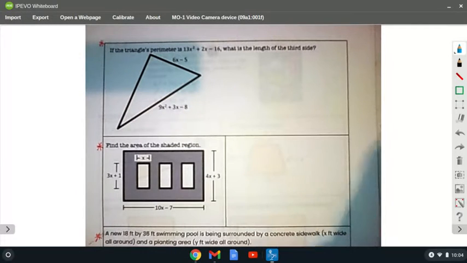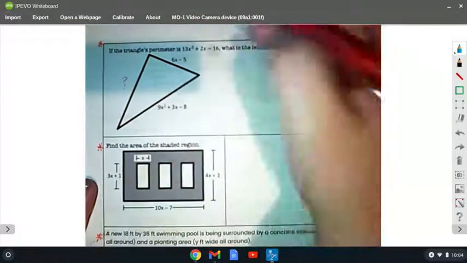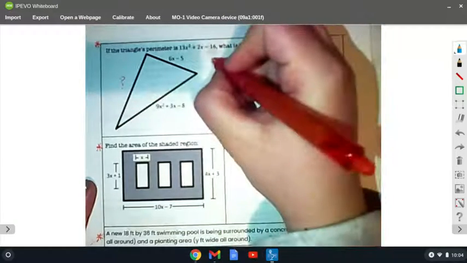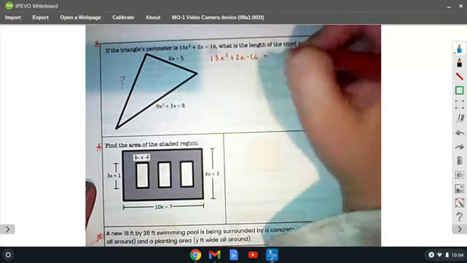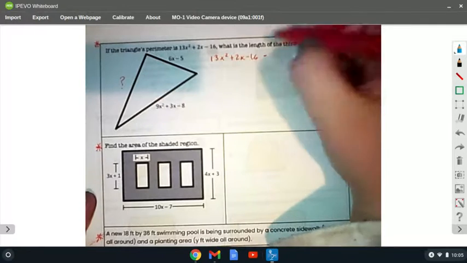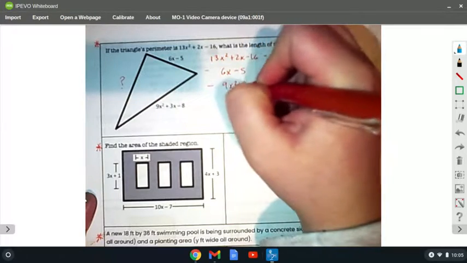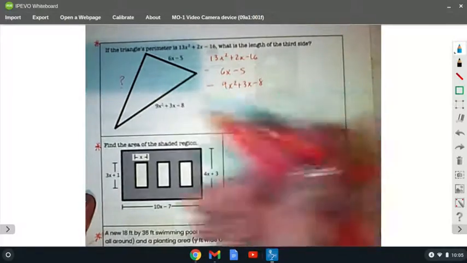So this first one says, if the triangle's perimeter is this expression, what is the length of the third side? So we're looking for this side. We know that all 3 of them should add to equal that perimeter. So if I know 2 out of the 3 sides and I have that perimeter, I'm just going to take the perimeter and subtract from it the 6x minus 5 and 9x squared plus 3x minus 8. That should give me the third side if I subtract both of these.